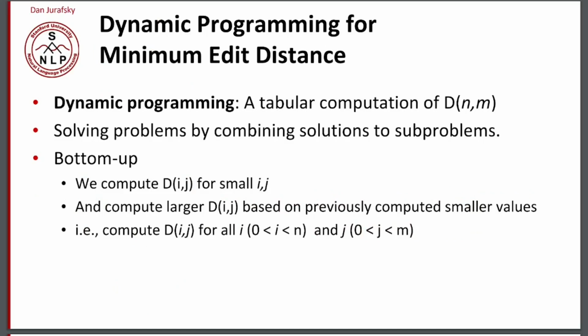And we're going to do this by applying dynamic programming. Dynamic programming is the process by which we solve large problems in terms of solutions to simpler versions of the same problem. So we're going to take a bottom-up approach. We're going to use our D(i,j) function, starting with small values of i and building up until we get to the edit distance between two complete strings.